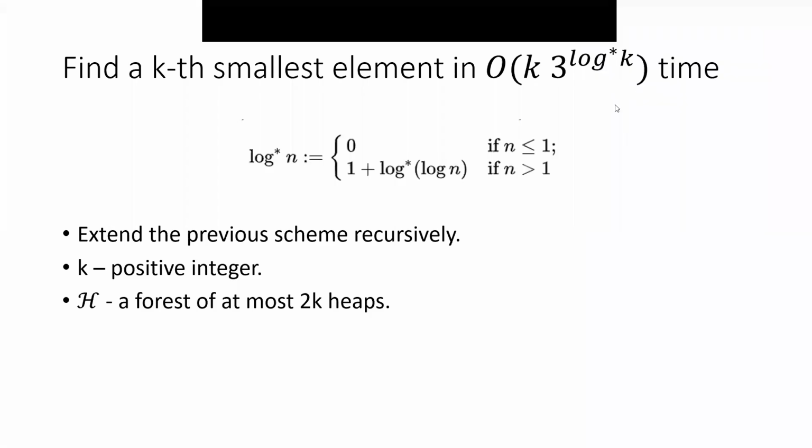Okay, next let's look at the further optimization or improvement of the time complexity of the same problem. So they propose they can find the k smallest elements from the main heap using big O of k times 3 to the power of log star k time. Okay, so let's first clear this definition of log star.